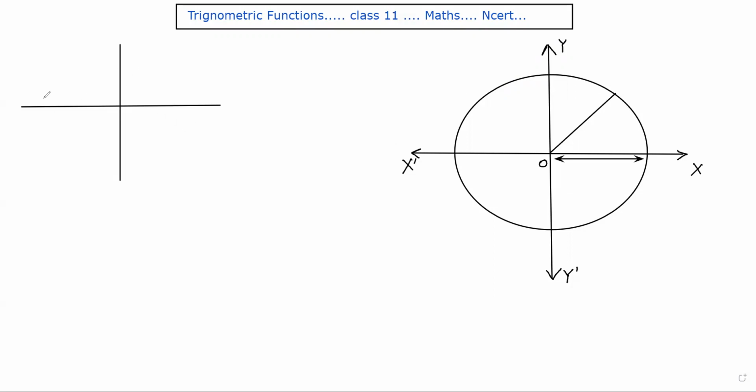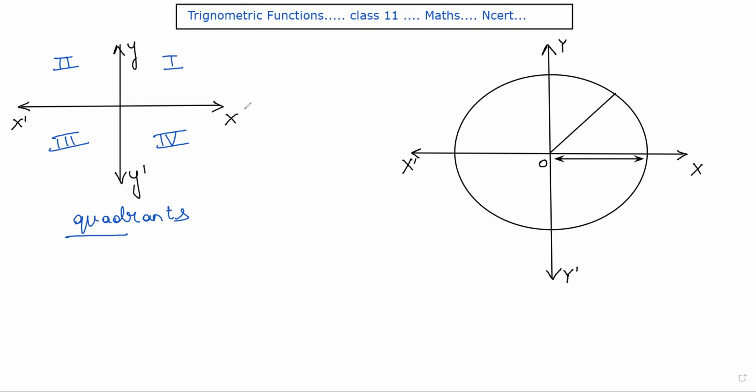Now we know that if this is your x-axis, x dash, and this is your y-axis, y dash, it divides the whole plane into four parts. These four parts are called quadrants. Quad means four. So four parts, four quadrants. This is the first quadrant, second, third, fourth.